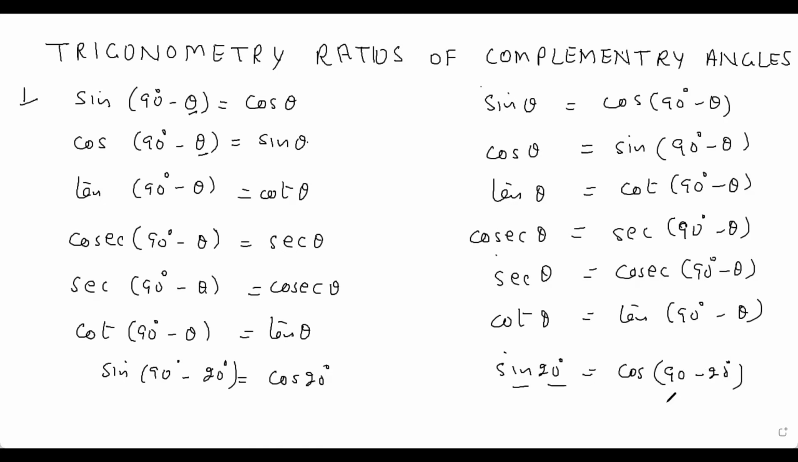On the next page, I'm going to explain how it is derived. That is not important from the point of view of examination. You can skip that, but you should know how it is derived. I'm going to draw here a right angle triangle. Now this angle is 90 degrees. This angle is theta. Now see, this angle is 90 degrees minus theta.